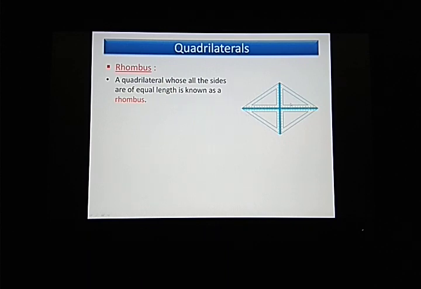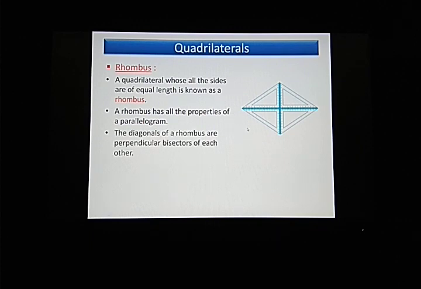The opposite angles are equal here. It has all the properties of a parallelogram. Yes, the sides are parallel, obviously. They are all equal. Only this thing is a little bit different. And then the diagonals bisect each other, obviously, and they are also perpendicular bisectors.